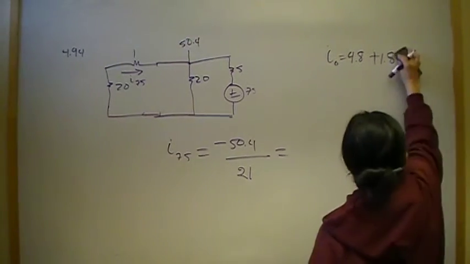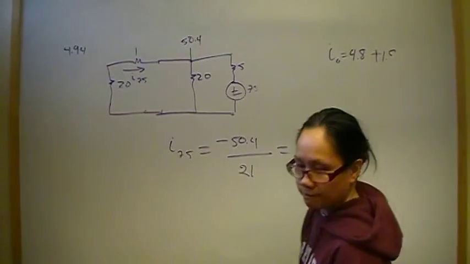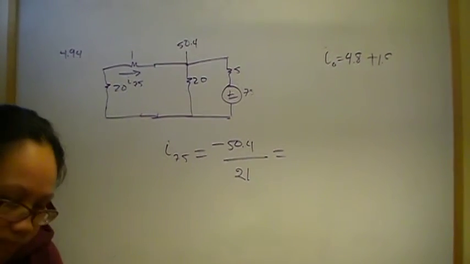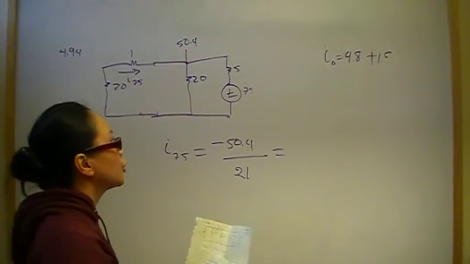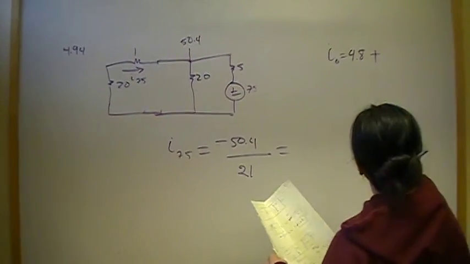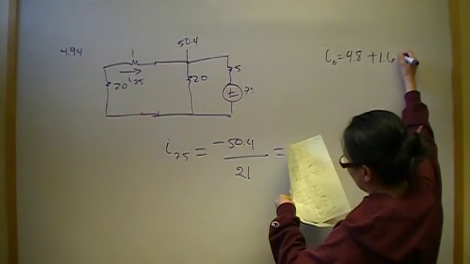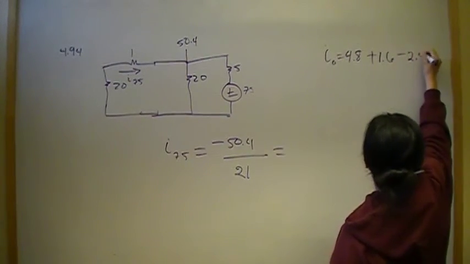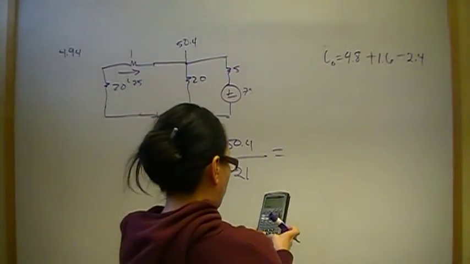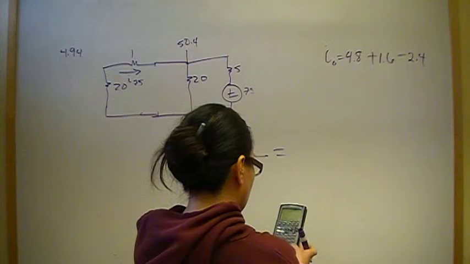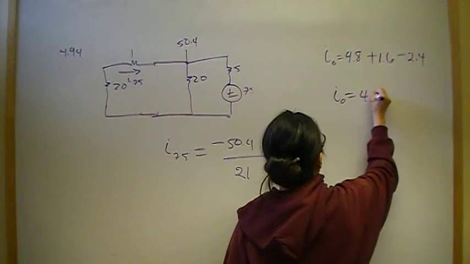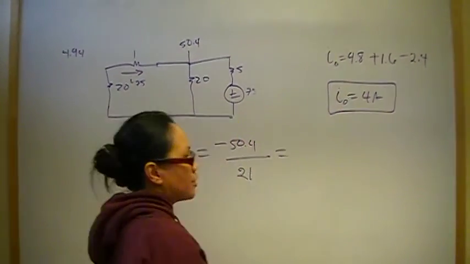So this here was 0.8. This was 1.6. And then minus 2.4. So then you go 4.8 plus 1.6 minus 2.4, and I naught is equal to 4 amps. And that's the answer to this problem.